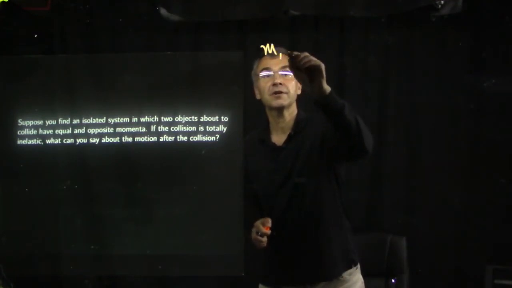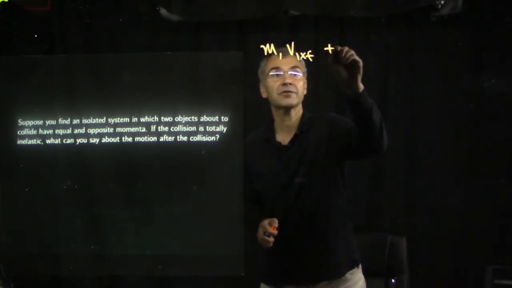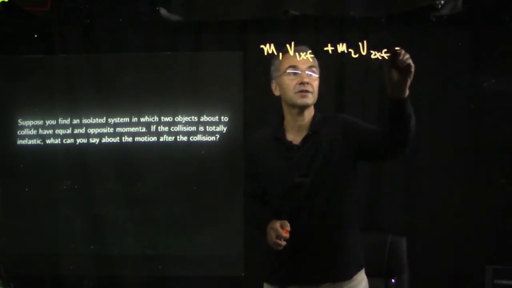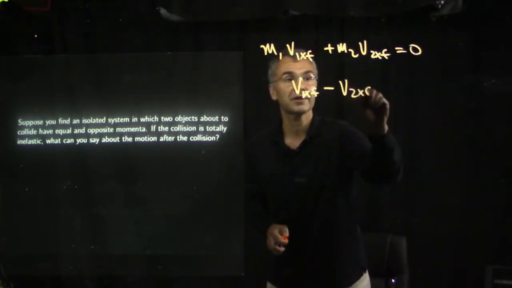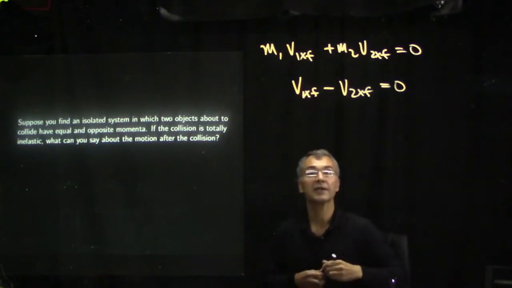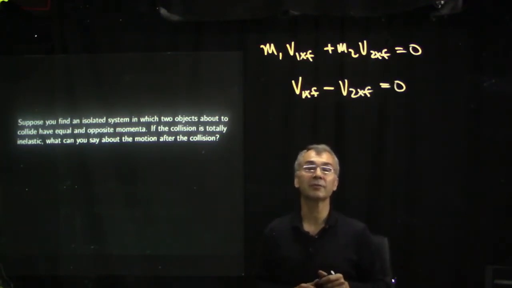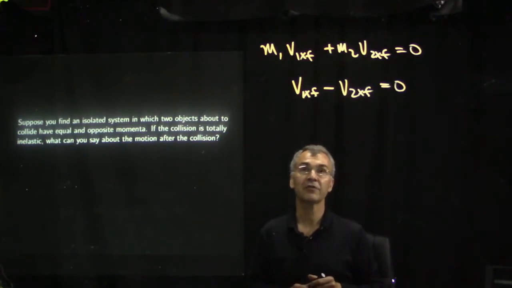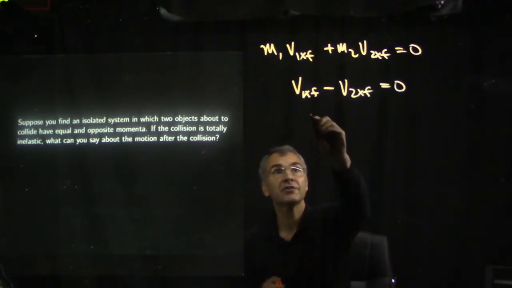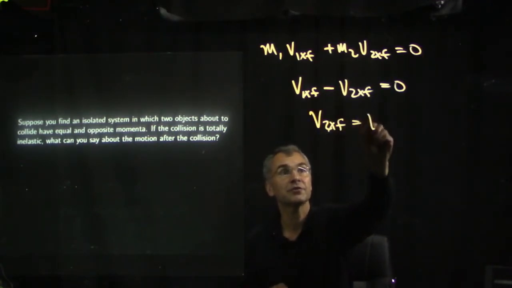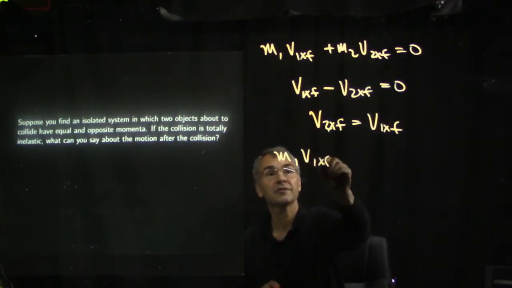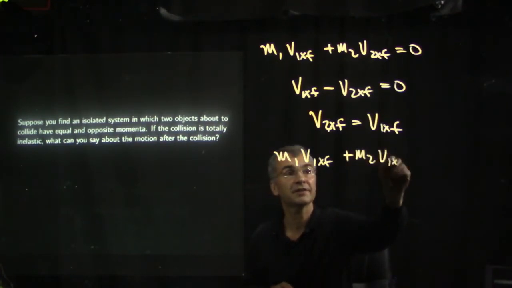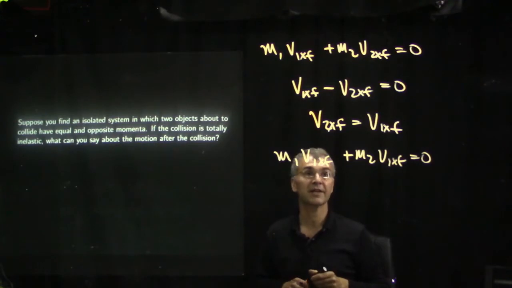You could say m1 v1xf plus m2 v2xf equals 0. And then you can say v1xf minus v2xf equals 0. So this first statement is saying that the momentum in the final state is 0. The second statement is saying that the relative speed of the two objects in the final state is 0. So this says v2xf equals v1xf. And therefore you can say m1 v1xf plus m2 v1xf is 0. So that says that v1xf is 0.